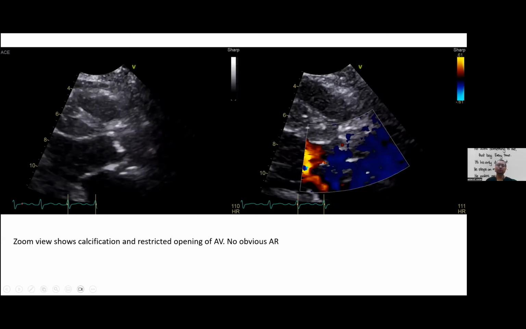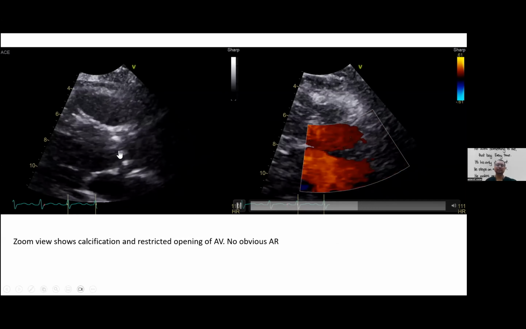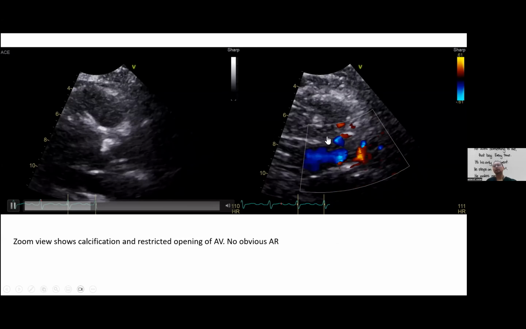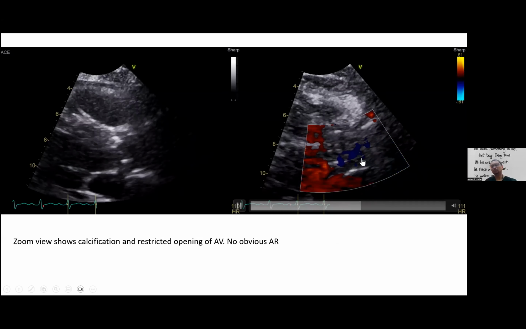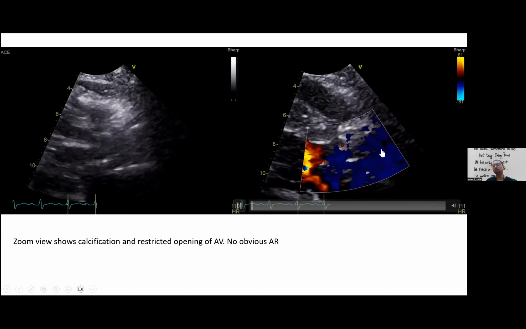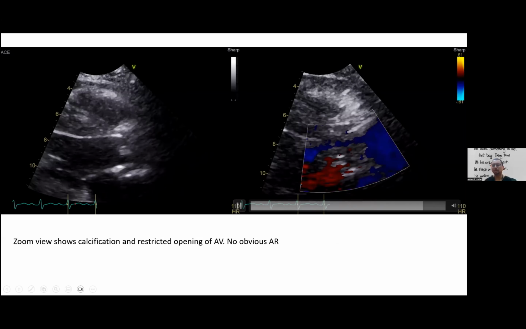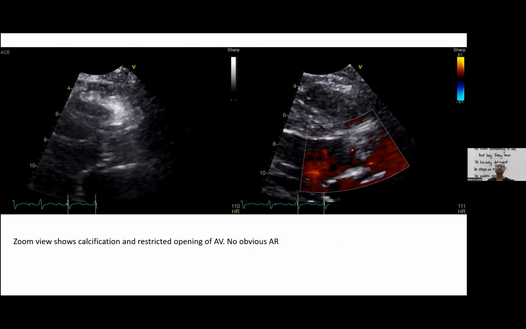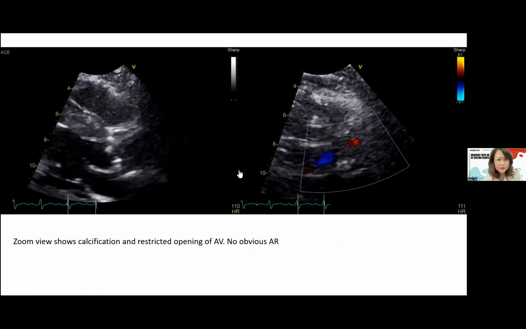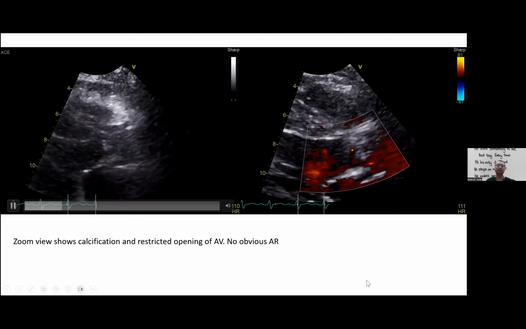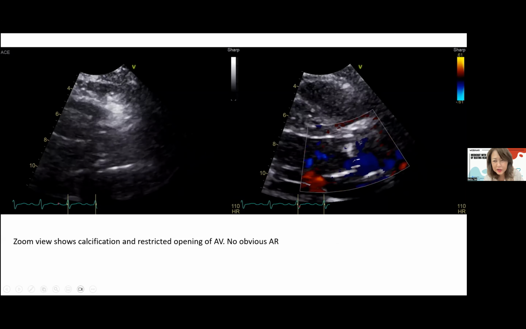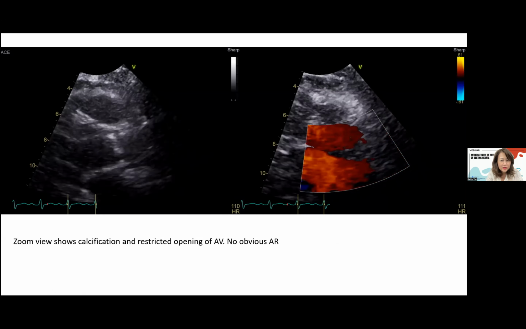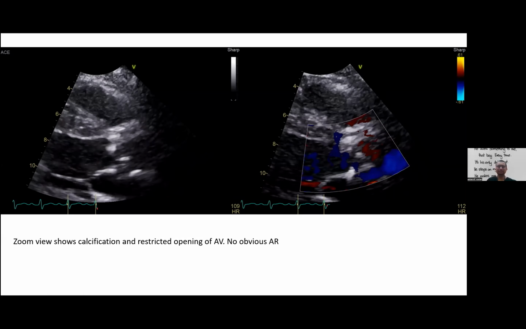This is a zoomed view of the aortic valve. You can see a thickened and calcified aortic valve with restricted opening. We put on a color view. We see a little bit of turbulent flow across the aortic valve in systole, but we didn't see any diastolic flow, so there is no regurgitation. Is the patient very tachy? 110 beats per minute. Okay. Right, so no obvious AR regurgitation.